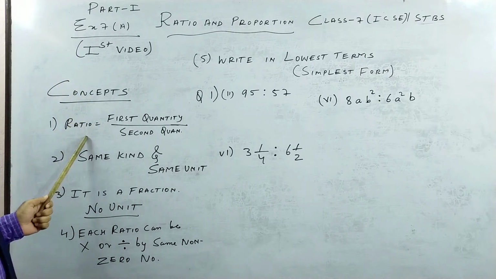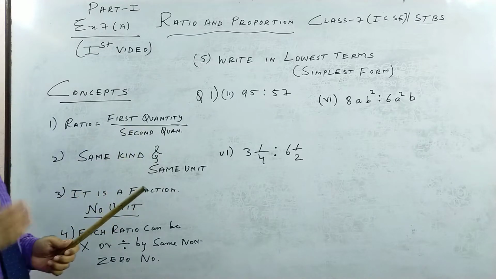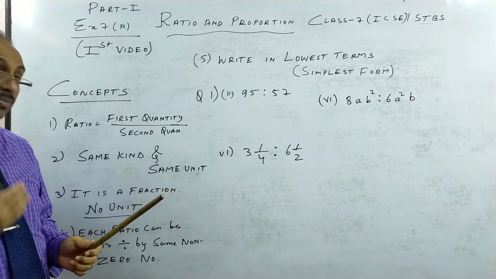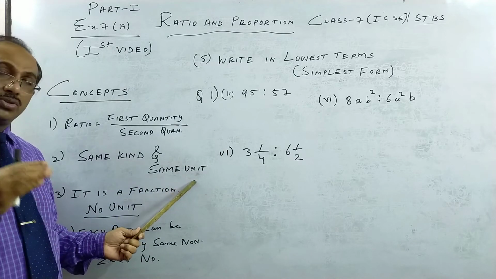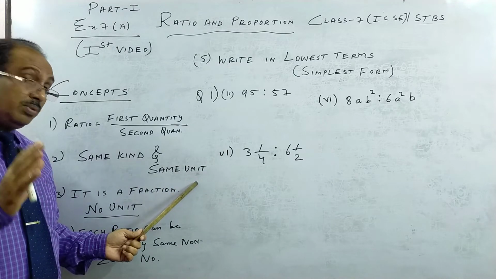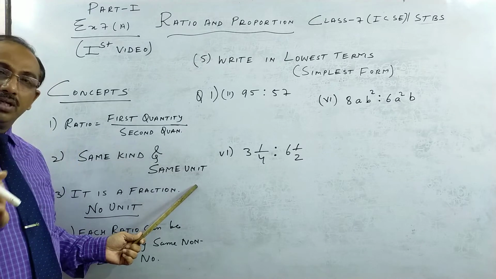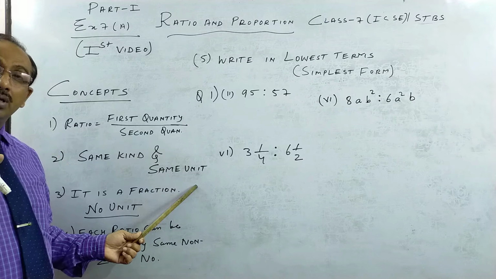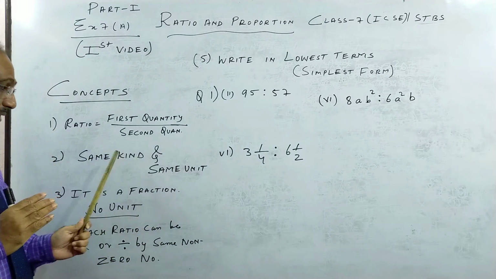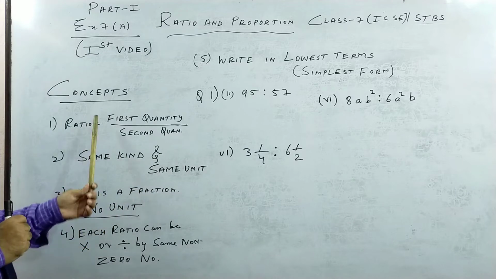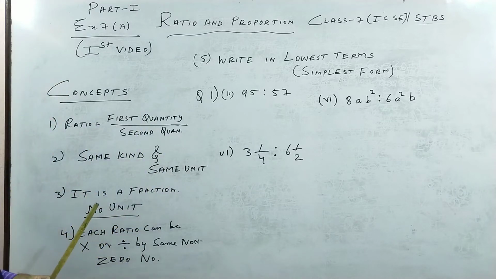So what is a ratio? Ratio is when we compare two similar quantities. Children, remember they should be of the same kind, and the second thing, very important, I'll show you, they should be of the same unit. If you are comparing time, hour with hour, minute with minute. If minute with second is given, you have to convert minute to second. So it should be the same kind and same unit, and it's a fraction as you see, hence it has no unit.